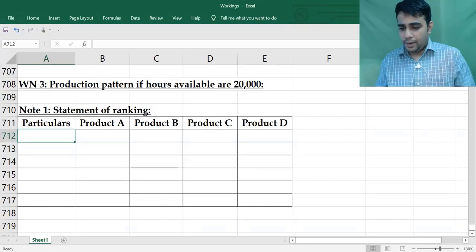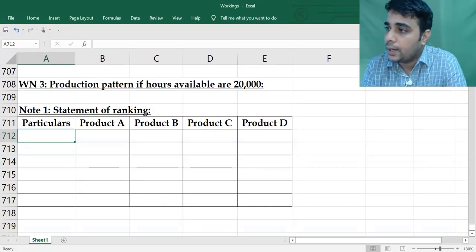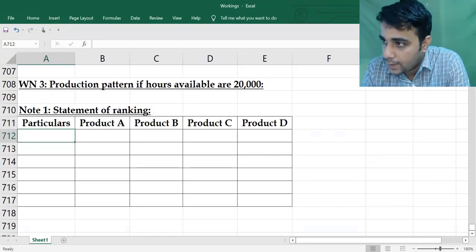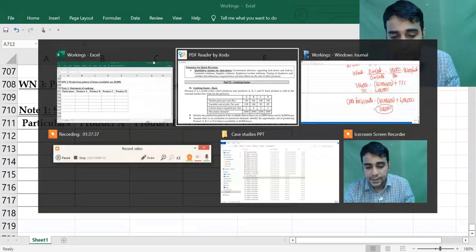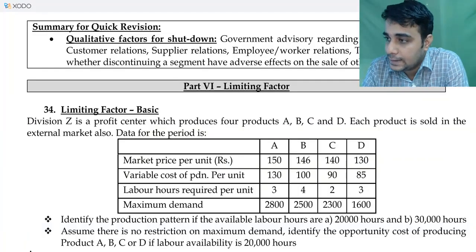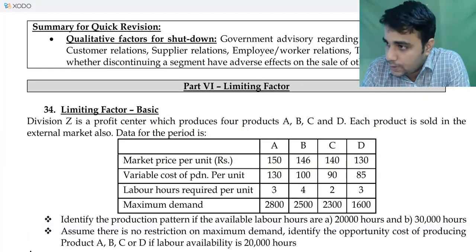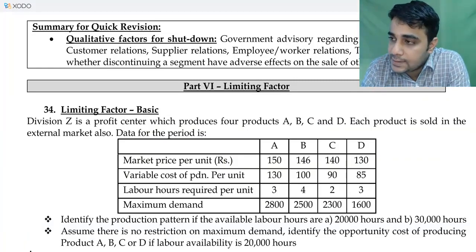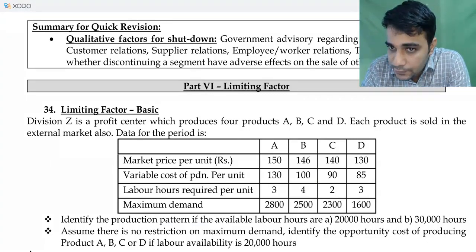Okay, now I need to decide which product do I prioritize. I have 4 products. I need to decide whether I prioritize product A, B, C or D. Looking at the data given in the question, how do I prioritize them? On what basis should I prioritize? On the basis of contribution.